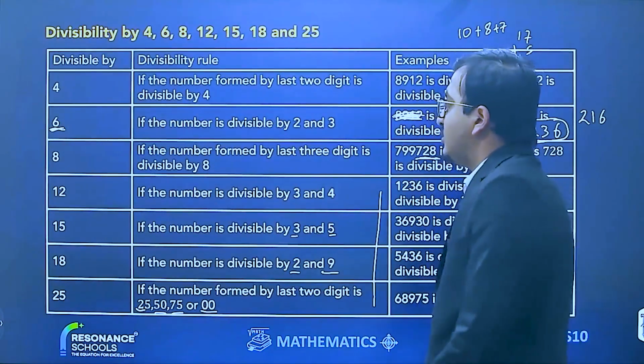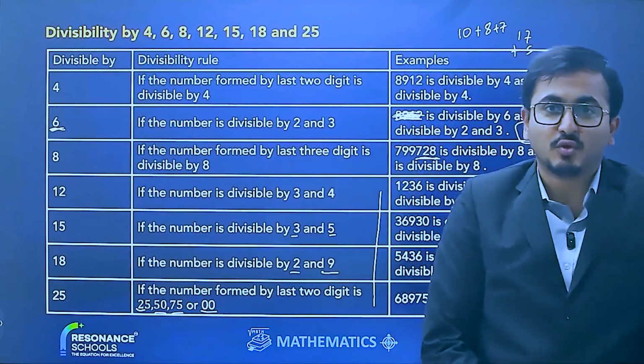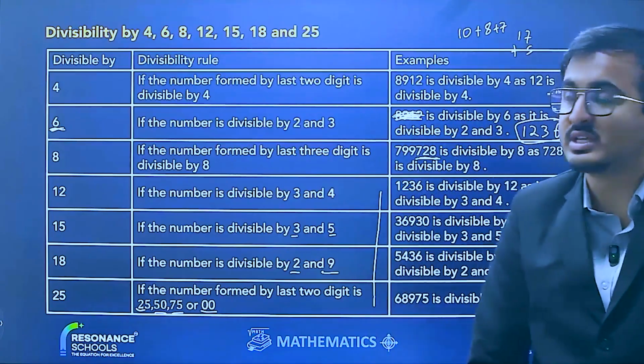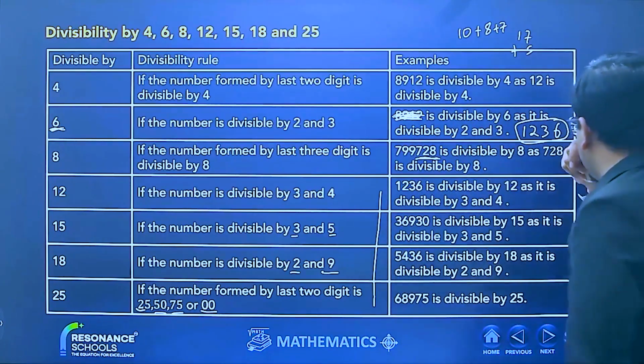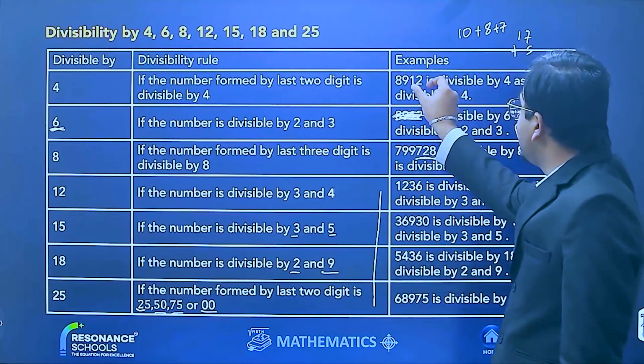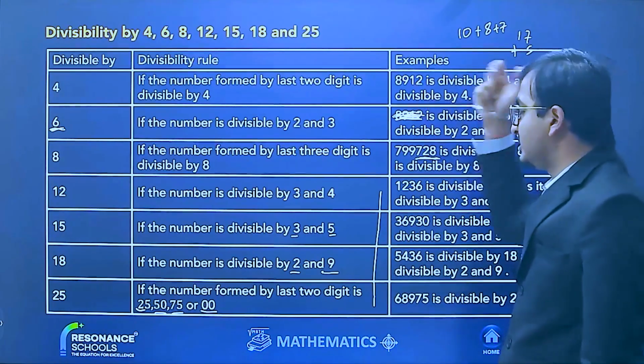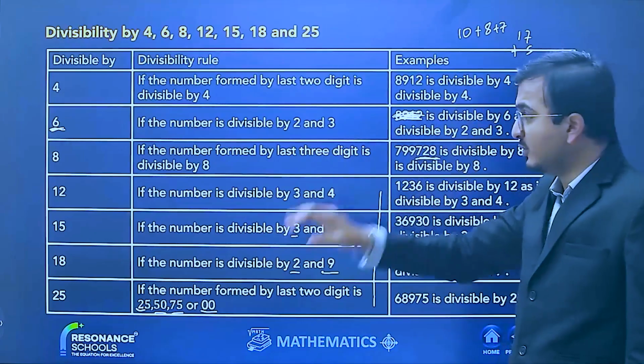Okay. Now we have all the rules here. For 4, check the last two digits. 12 is divisible by 4, therefore the entire number will be divisible by 4.